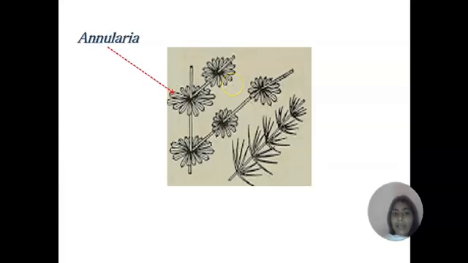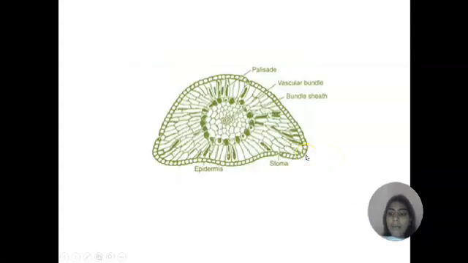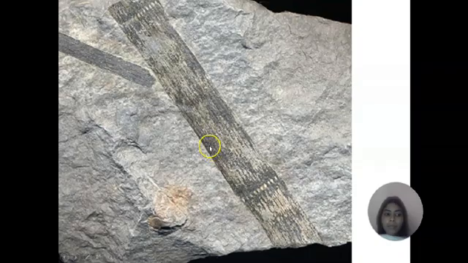Here you can see the annularia, which is the spatulate type of leaves in Calamites, and the linear leaves that are called asterophyllites. Both are borne from the nodes as whorls. Coming to the anatomy of the leaf of Calamites: the leaves consist of a single layered epidermis that is interrupted by stomata, and the mesophyll is divided into palisade and spongy tissue, with a centrally placed vascular bundle surrounded by bundle sheath cells.